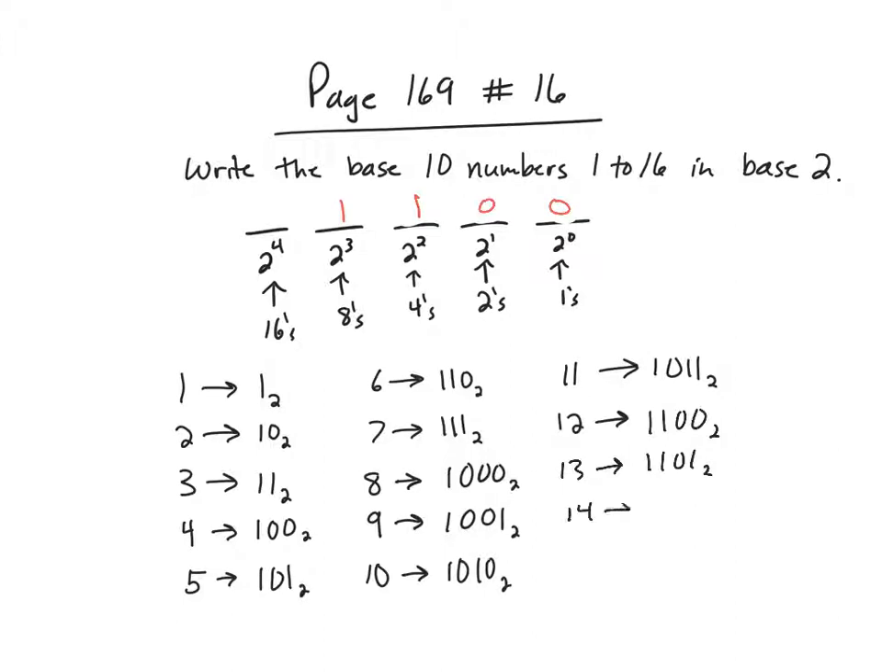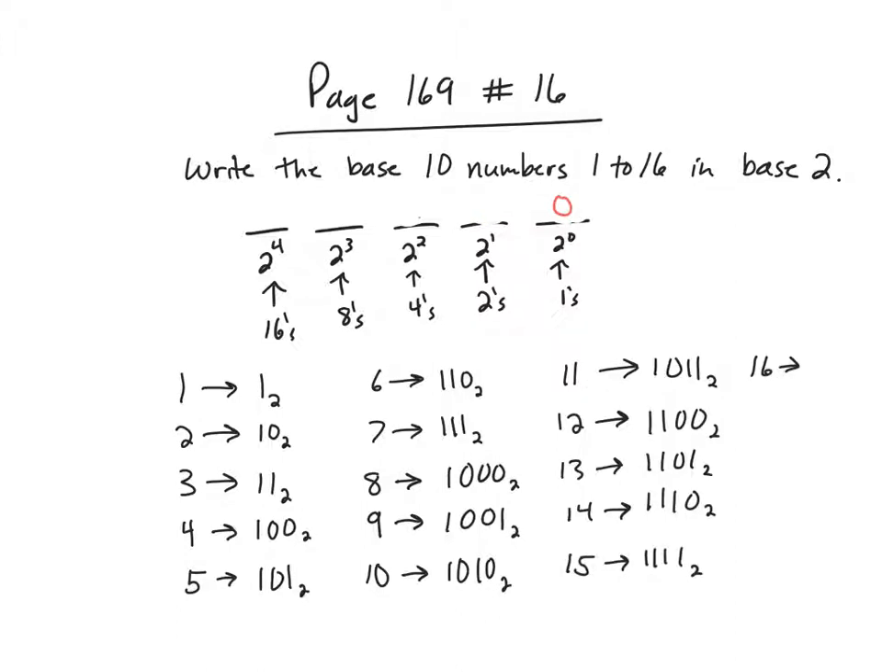For 14, if you think about it, for the number 14, I need an 8 and a 4, because that would be 12, and a 2, that would be 14. So I'm going to need to put a 1 here and a 0 here. So I get 1 1 1 0 base 2. 15, I just need to add 1 to that, and then our final number for 16, looking at our places here, to get 16, I just need 1 16, and the rest will be zeros.